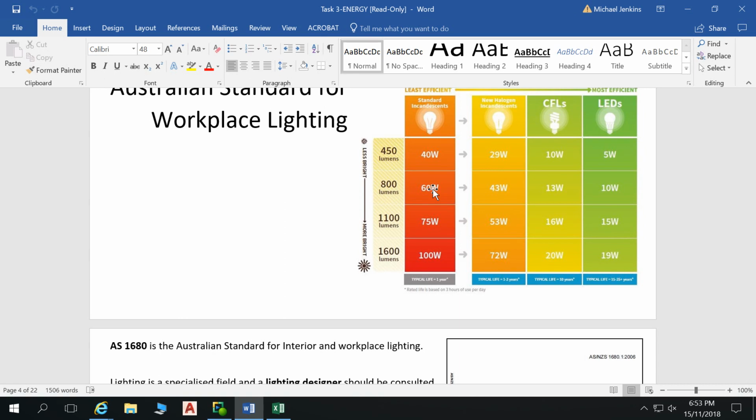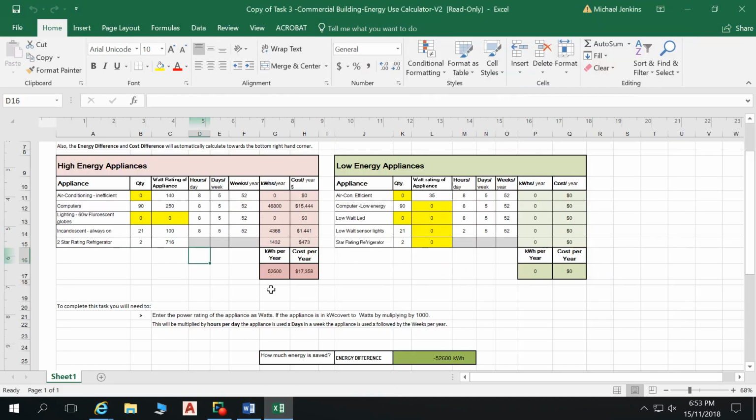So 125,000 lumens divided by 800. How many globes are we going to need for that? 15.62, so we're going to need 16 of those globes. So in our spreadsheet here, put in 16. That's for the example that we're working at.